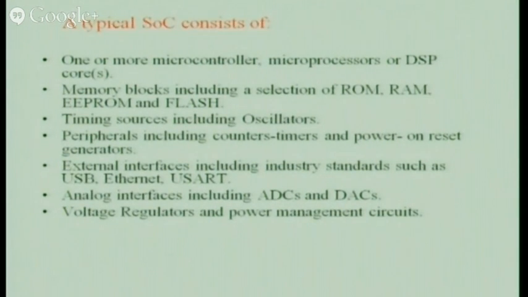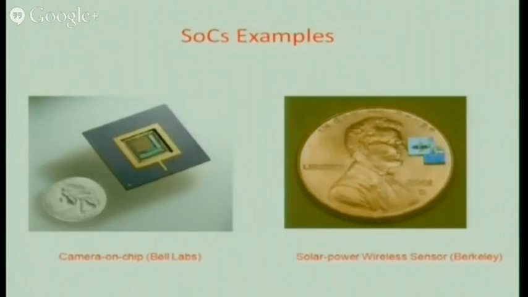So in our mobile phones, what we have is an SoC only, right? These are some other examples of SoC: the camera on chip, and the second one is the solar power wireless sensor, which is provided by Berkeley. These are very small in size.